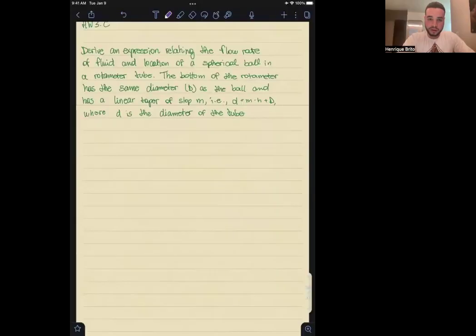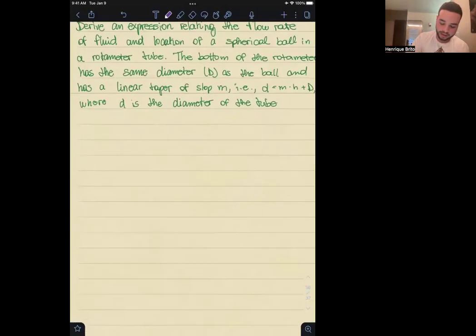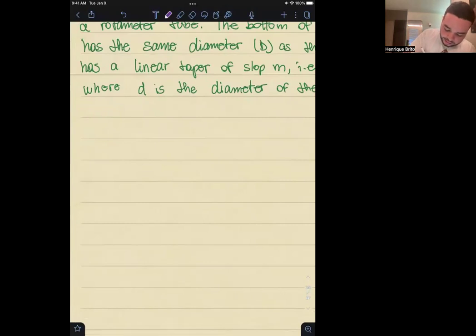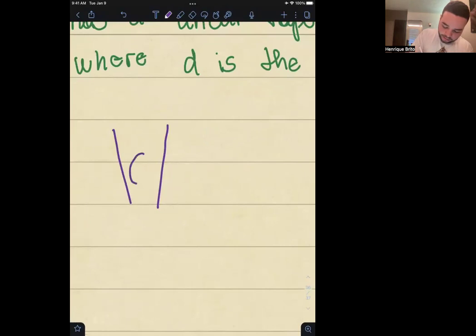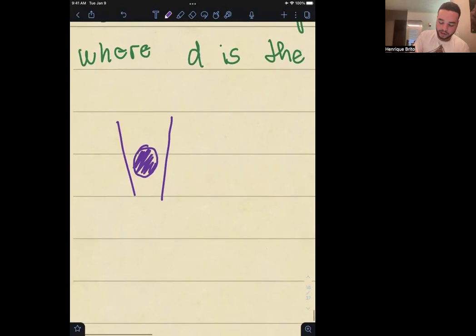Let me start sharing the screen so you're able to see what I'm talking about here. All right, so basically a rotometer is this cylinder, let's say, and for this problem we're going to have a ball, and the ball is going to be somewhere here.